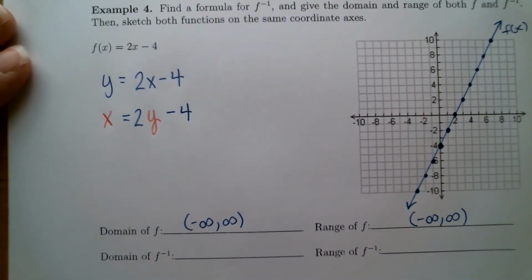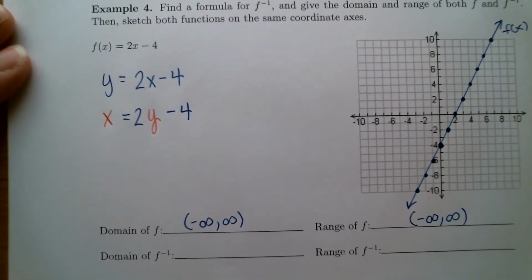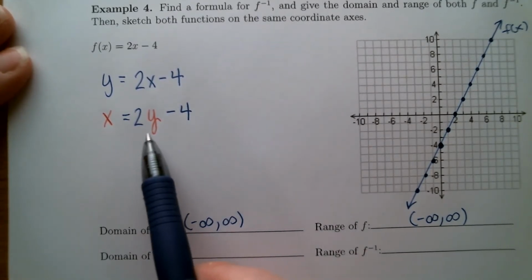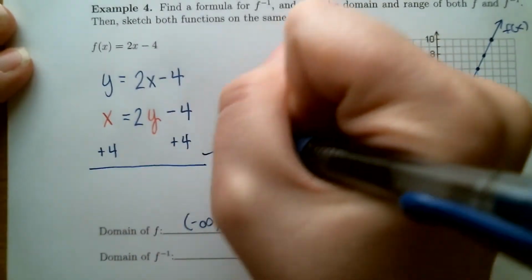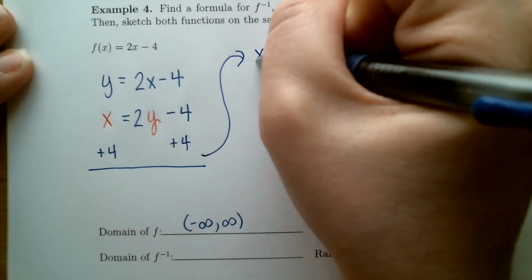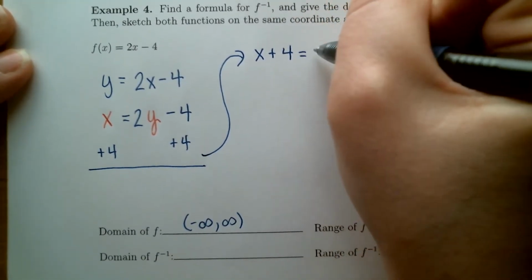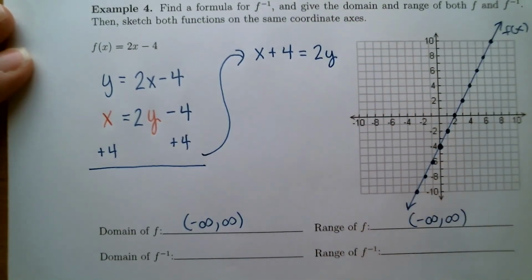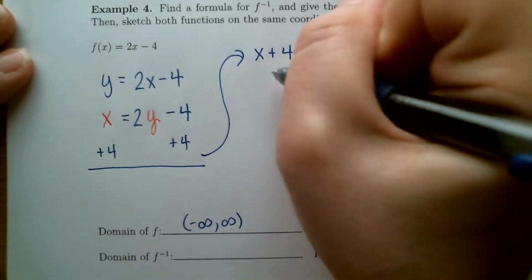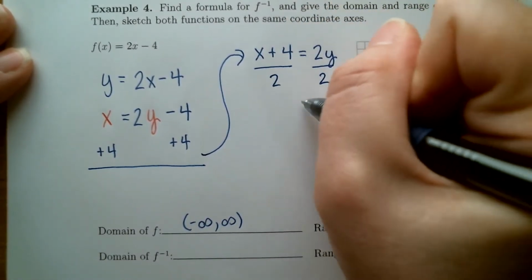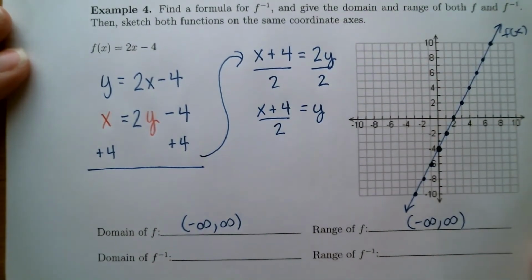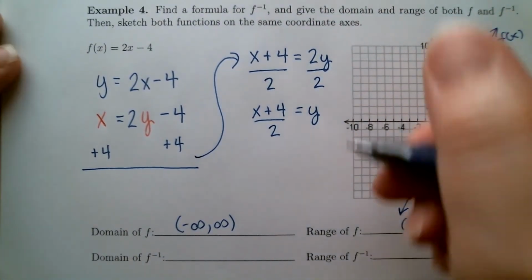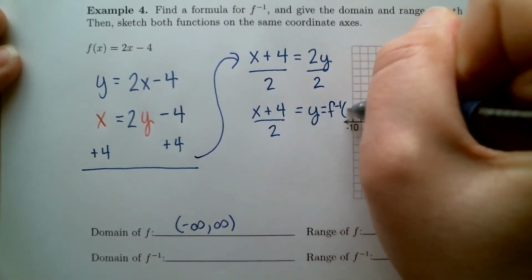Okay, it's a very important step. Now you want to solve this guy for y, and that will be your inverse function. Okay, so try to get y by itself. Okay, so I'm going to add 4 to both sides. So I'm going to get x plus 4 is equal to 2y. And then I'm going to divide both sides by 2. Okay, so y is x plus 4 divided by 2. Okay, so that is the inverse function.